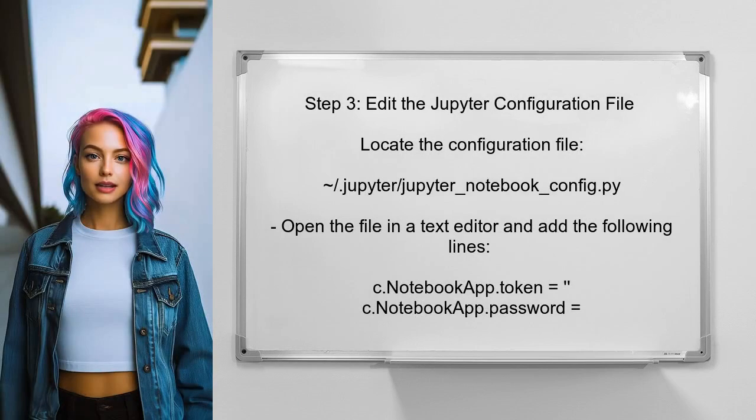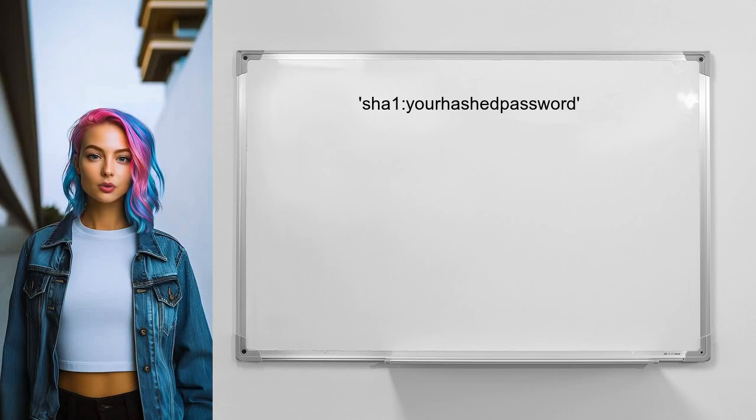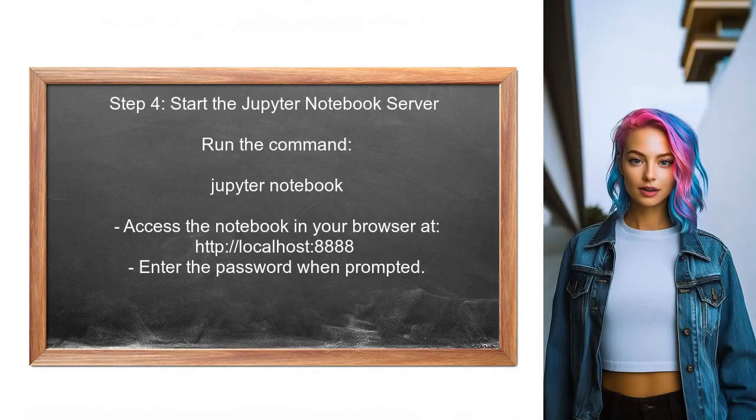Now the user should edit the configuration file to disable the token authentication. This file is usually located in the user's home directory under a folder named .jupyter. Finally, the user can start the Jupyter Notebook server. They can do this by running the command in the terminal, and they will be able to access it using the password they set.